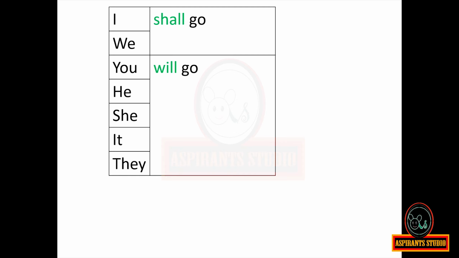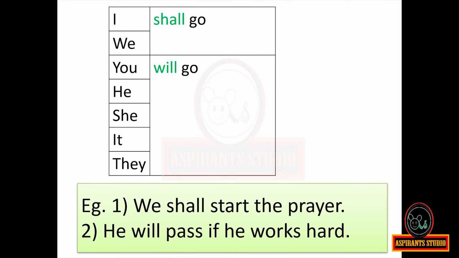For I and we, the auxiliary verb shall is used with the main verb. And for all other subjects, the auxiliary verb will is used with the main verb. Example, we shall start the prayer. He will pass if he works hard.